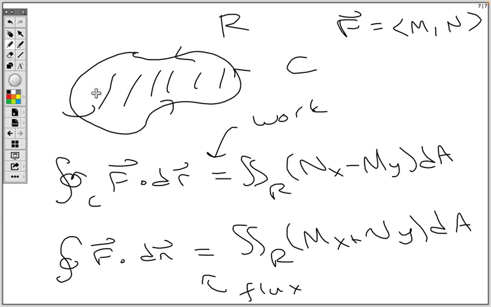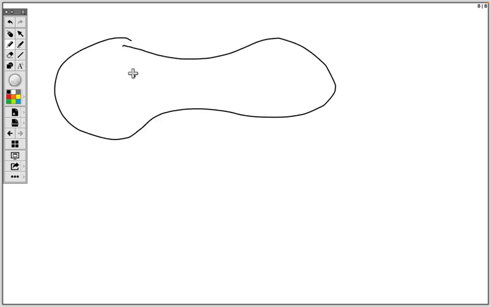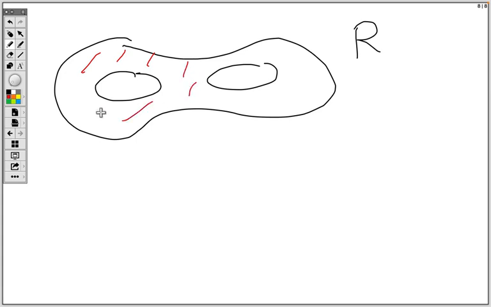But the setup was we had a simply connected region. That means we had a region with no holes in it, and we had the counterclockwise orientation. So the question is, what if you've got holes in your region? All right. The first thing is, let's say we've got our region R, and the region R is going to be this. All right.